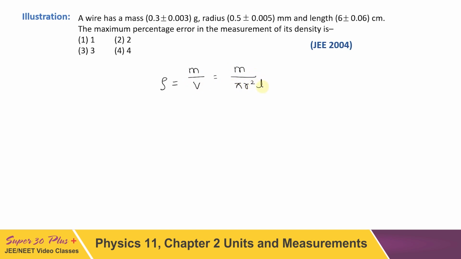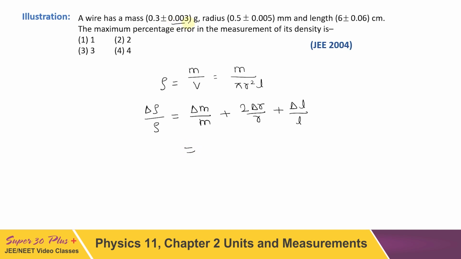Now apply the formula for calculation of density. It has to be relative density, delta rho by rho, that would be equal to delta m upon m plus 2 times delta r by r plus delta L by L. All the values are provided here.